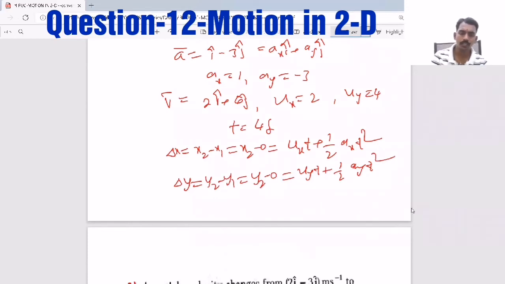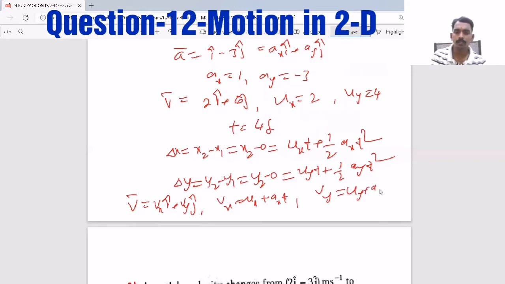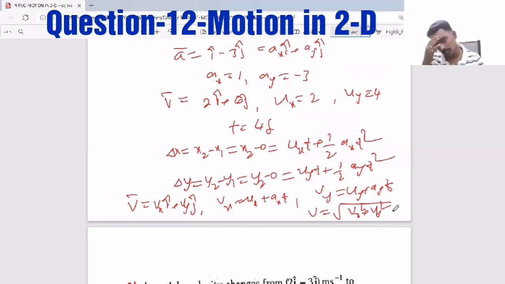Magnitude of velocity means v bar equals vx i cap plus vy j cap, where vx will become ux plus ax into t and vy will become uy plus ay into t. Now the magnitude of velocity will become under root vx square plus vy square. So this way, the same equations of motion we are applying, but we are applying x separately and y separately. That is the major difference you need to find. Based on that fact only you can solve the question.